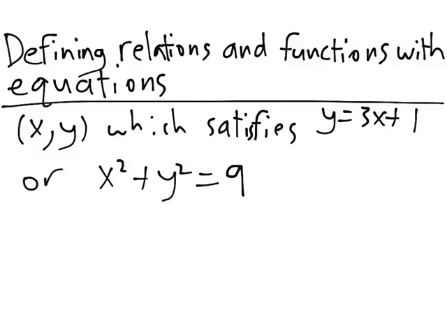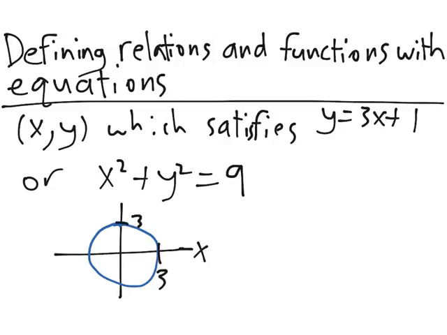These are much more useful to look at with a graph. Let's plot both of these and study their properties. For x squared plus y squared equals 9, it'll actually end up being a circle, like this, and it'll have a radius of 3. And these are the x and y axes. For y equals 3x plus 1, we just get a line, which looks like this.